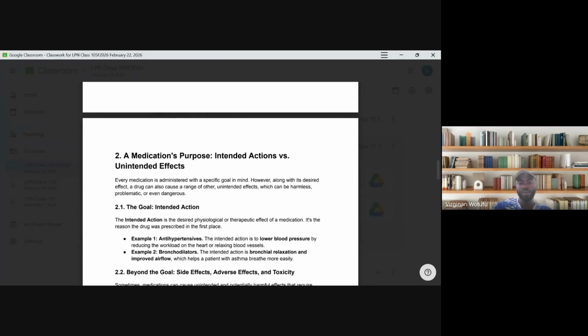An example of the toxic effects of a medication is digoxin, the cardiac glycoside. Can someone help us with the toxic effects of digoxin? Once it reaches toxic doses, patients complain of seeing yellow halos around lights, right? Those are indications of toxicity.